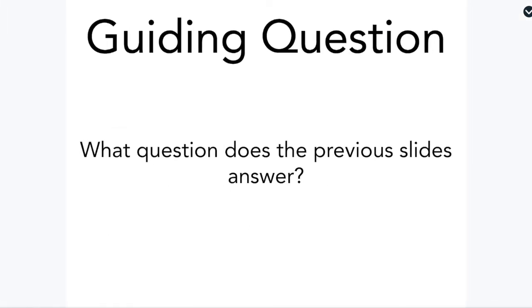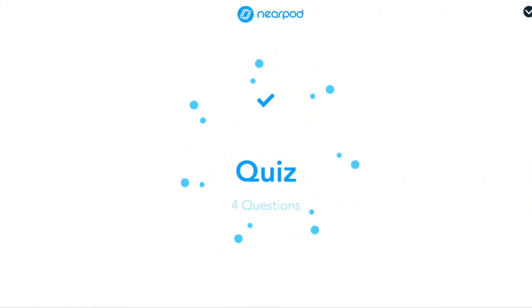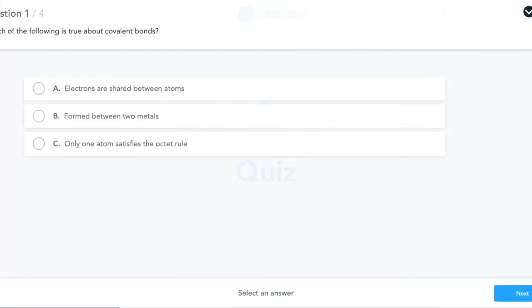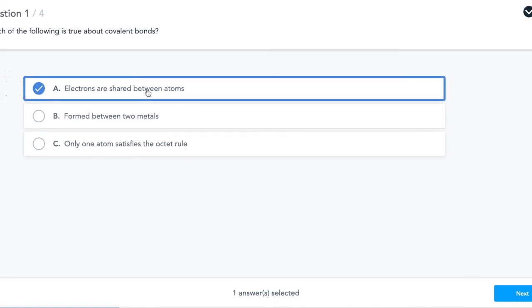All right, what question does the previous slides answer? All right, folks, I want you to go ahead and take a 4-question ungraded quiz to see how you did. All right, which of the following is true about covalent bonds? Well, it is going to be that electrons are shared between the atoms, therefore between 2 nonmetals, and all atoms involved satisfy the octet rule. So it's only the first one there.